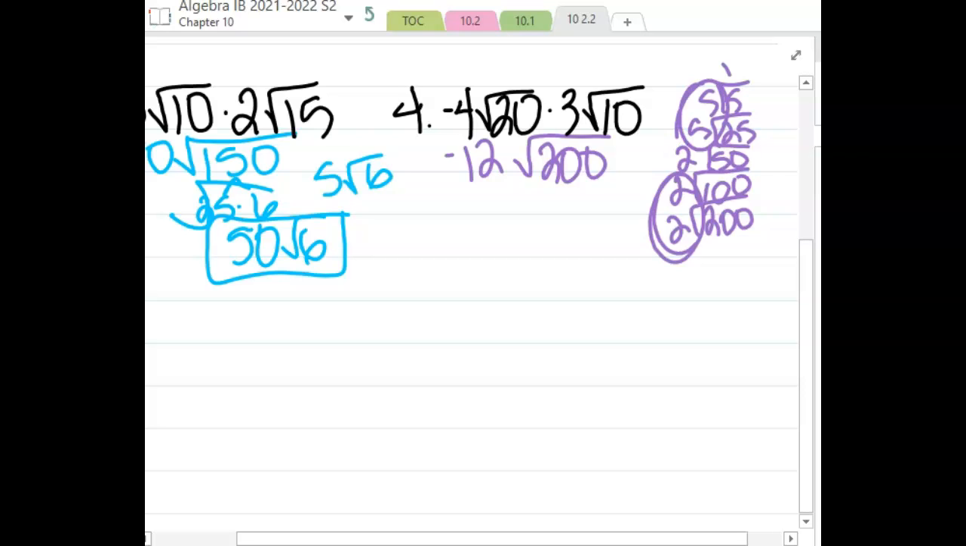Remember though, whether you're doing the perfect square factor method or the cake method, you take 5 times 2, which is 10, times what else? Times -12. You get -120 square roots of 2.